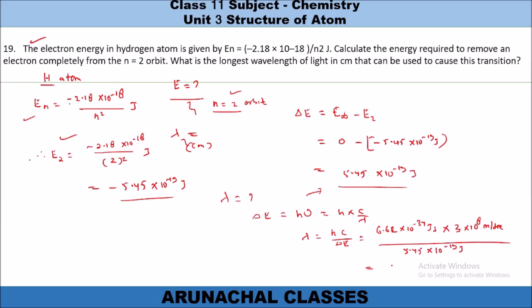Now if I solve this, it will be 3647 multiplied with 10 power minus 10 meter, and we have to find the answer in centimeter. So we can have 3647 multiplied with 10 power minus 8 centimeter. So this is the final answer.